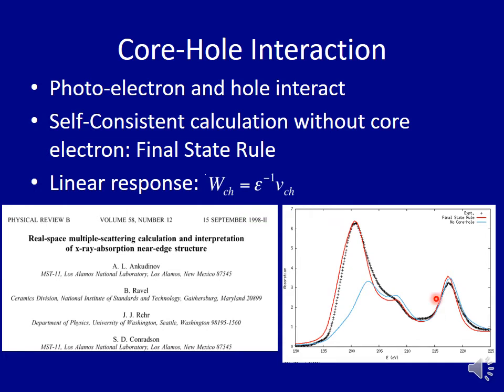And you can see the effects of the core hole down here. They're quite large for this, which is again boron nitride. In the red, you can see the final state rule works quite well for boron nitride, whereas when you use no core hole, then you get a huge shift of weight to higher energies, or basically you lose all of the white line. So this is important to take into account, the core hole effects.